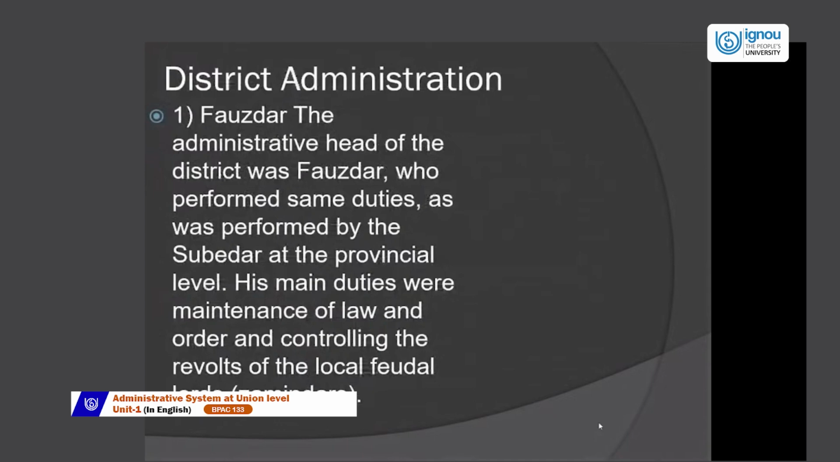Some of his main duties were maintenance of law and order and controlling the revolts of the local feudal lords, that is the zamindars. So these were some of the duties of the Fauzdar.